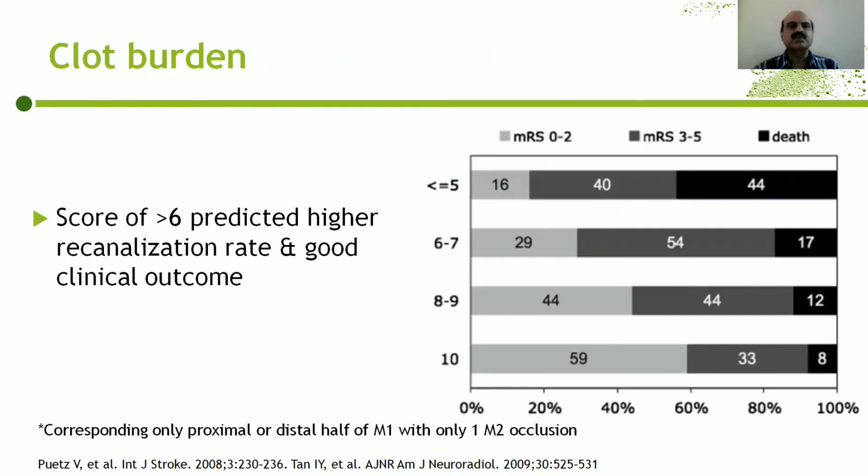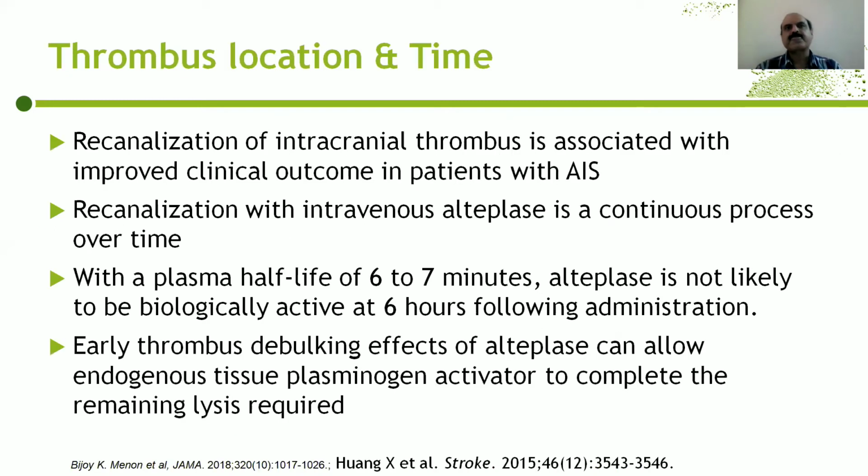So if the score is 6 or more, it means the clot burden is less and recanalization rate and clinical outcome is better. So this is a clot burden score which can help us on angio to determine the clot burden and predict the prognosis.